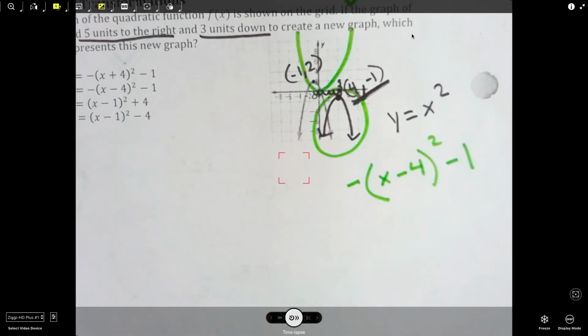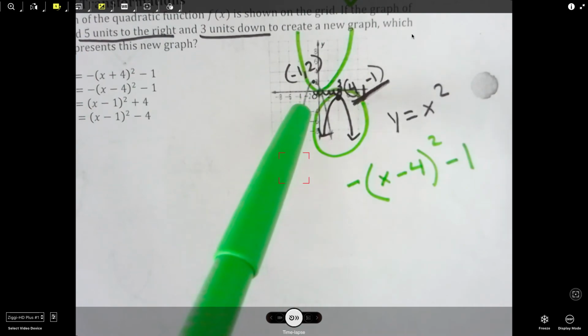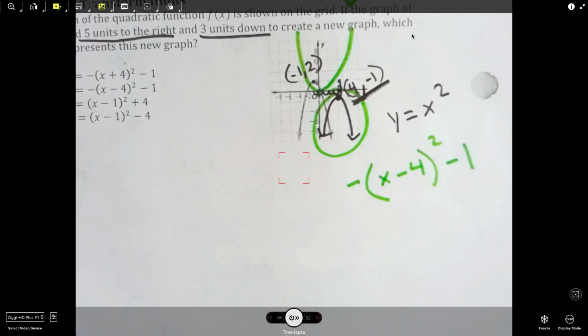This one was kind of weird because you weren't starting with the original function of y equals x squared. You were starting with something different, okay? And then they want us to compare and show you what that looks like, okay? Good? Questions?